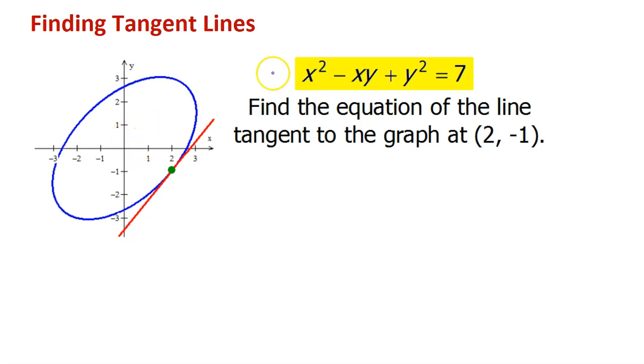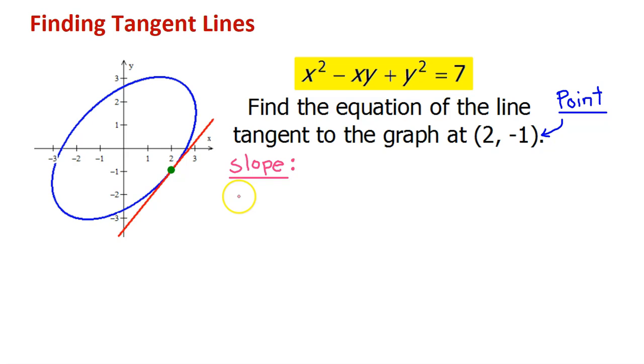This is the graph of this equation. Let's find the equation of the line tangent to the graph at (2, -1). We always write the equation of a tangent line in point-slope form, so we need a point and the slope. They already gave us the point of tangency, (2, -1), so we just need to find the slope. In calculus, the slope is given by the derivative, so we need to find dy/dx.